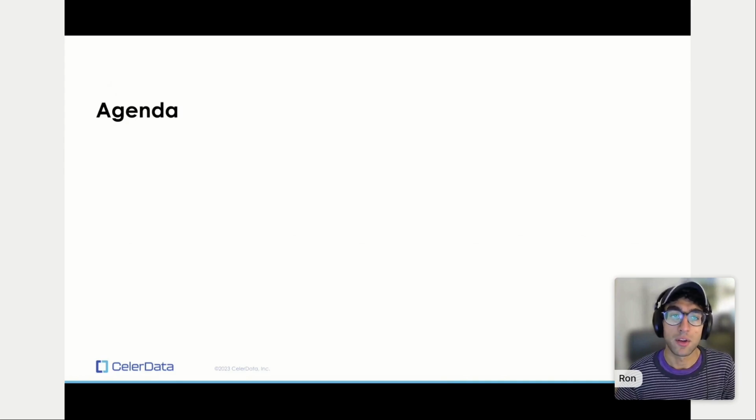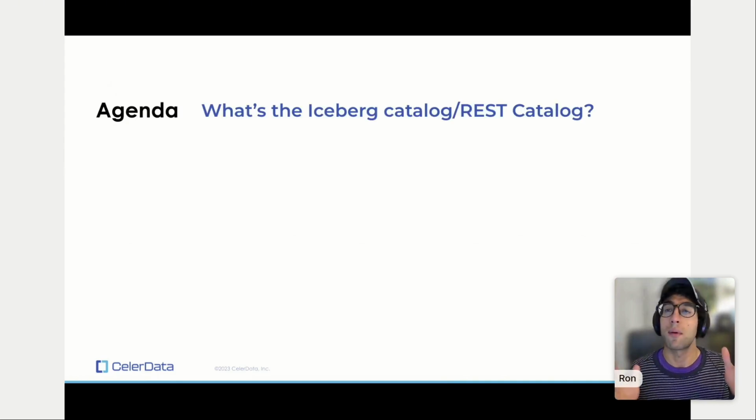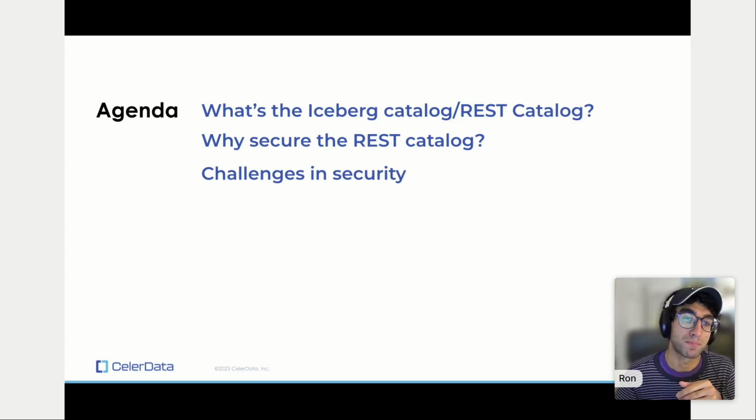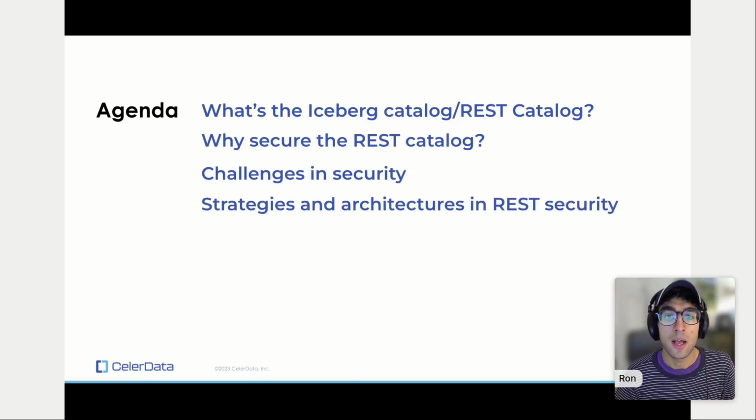So let's jump in. So agenda, as I kind of mentioned, we're going to talk about what is the Iceberg catalog or the REST catalog. And then after that, what is the purpose of securing the REST catalog? What's the point? Why care about the security around it? Some of the challenges in security. So, what are some of the challenges particular to REST catalog, but also some overlap between non-REST situations as well? And then some strategies and architectures in REST security, as I'd mentioned before.